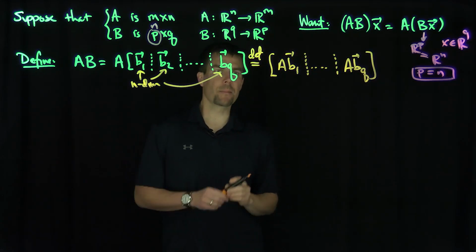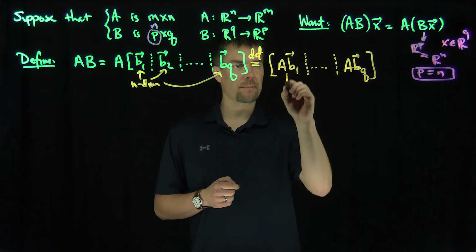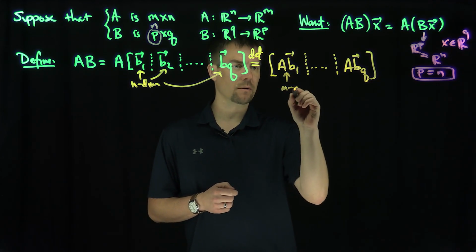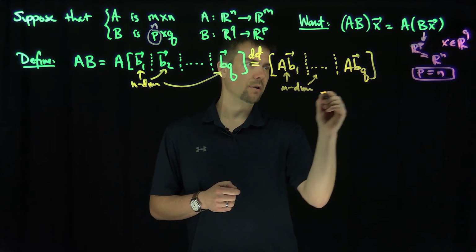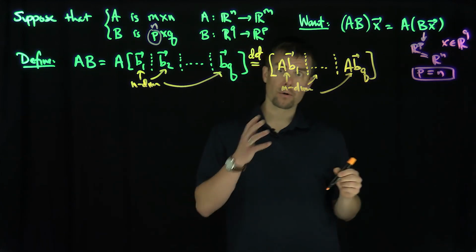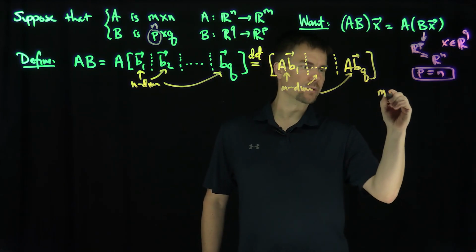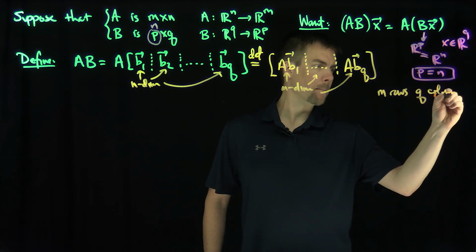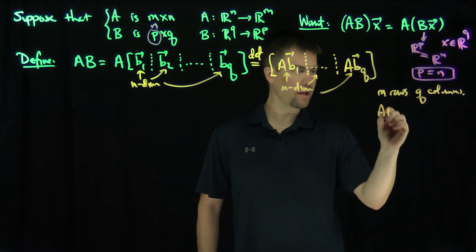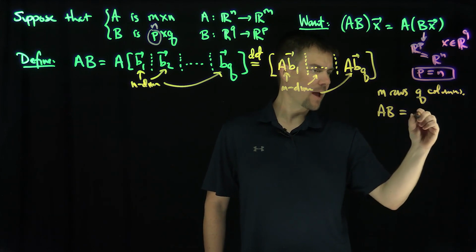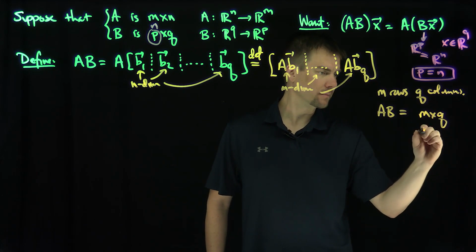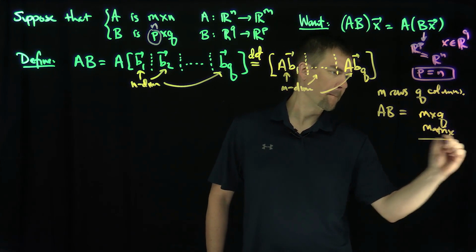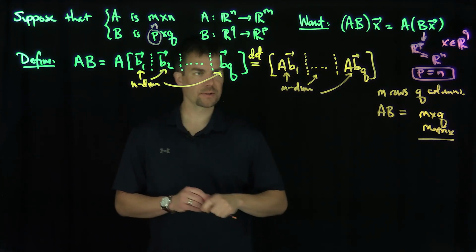Like this. Now remember that these are m-dimensional things over here. This is an m-dimensional vector, m-dimensional, m-dimensional, m-dimensional. So I have m rows and q columns. So A times B is going to be an m by q matrix. Okay, excellent.